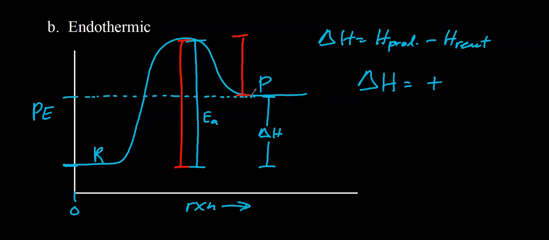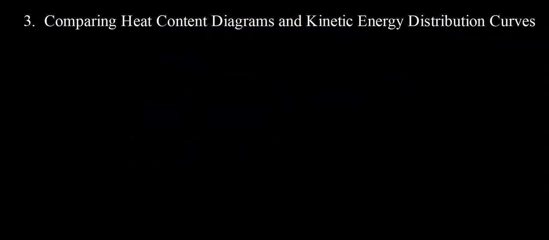What do you notice this time? More energy is required than is released. If more energy is required than is released, then overall that process will be endothermic. Very, very important. Now let's do this. Let's compare a heat content diagram to a kinetic energy distribution curve.